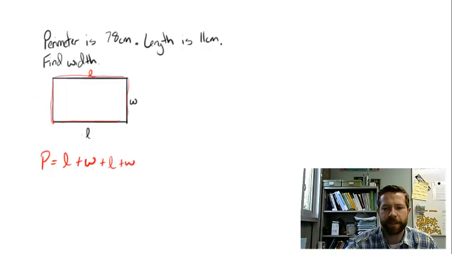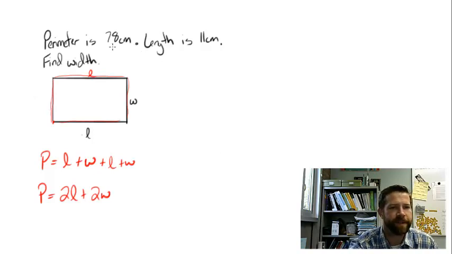This can be summarized by combining like terms to say that the perimeter is 2 times the length plus 2 times the width. And all we need to do in this situation is input the information that we're given here: 78 centimeters being the total perimeter and 11 centimeters being the length. So we'll take this formula, replace the P with the 78, and replace the length with 11. And then we still have this 2 times whatever the width is.